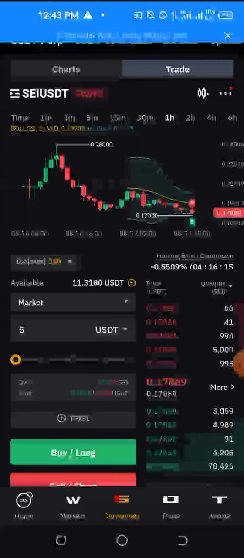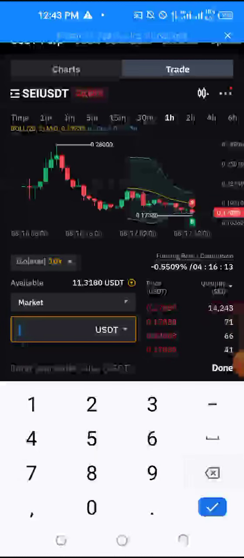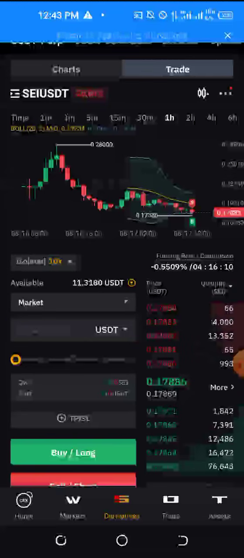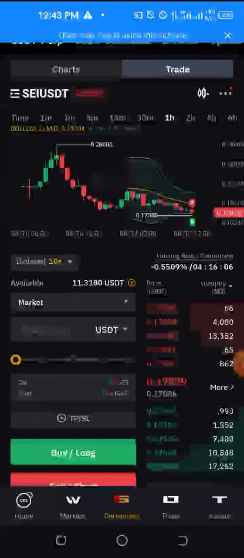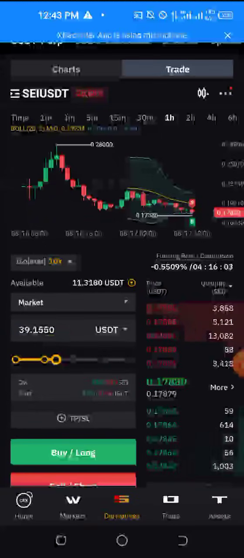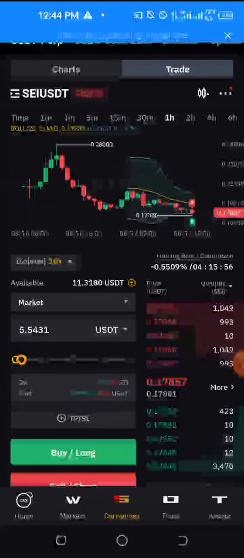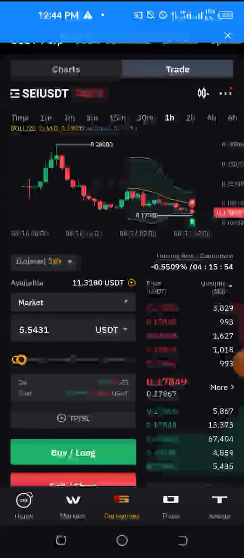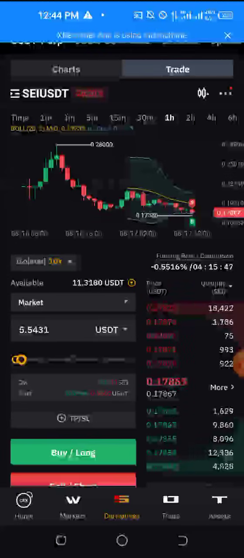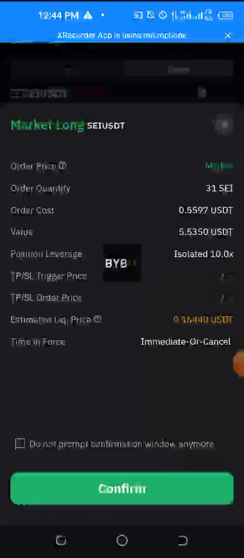So at this time I want to put it on market order. Then I also want to use $5. So that's what I click on. I'm not setting stop loss, I'm not setting take profit. I'm scalping. So I just click on buy. I confirm.